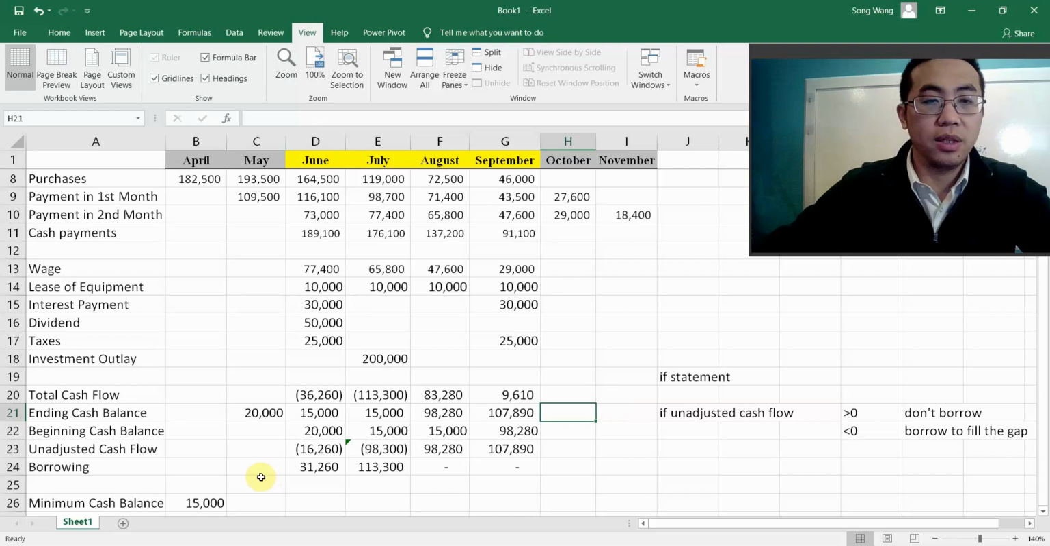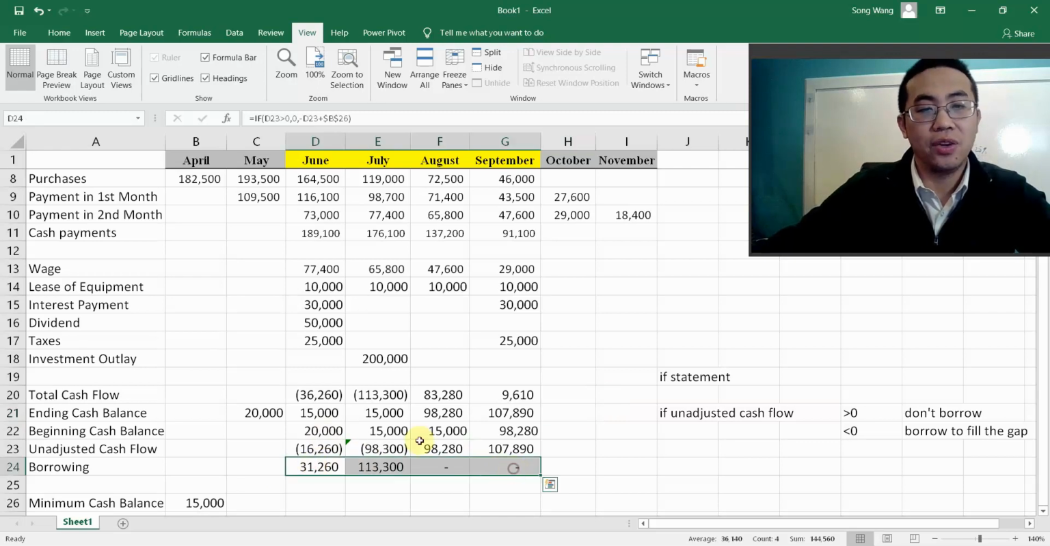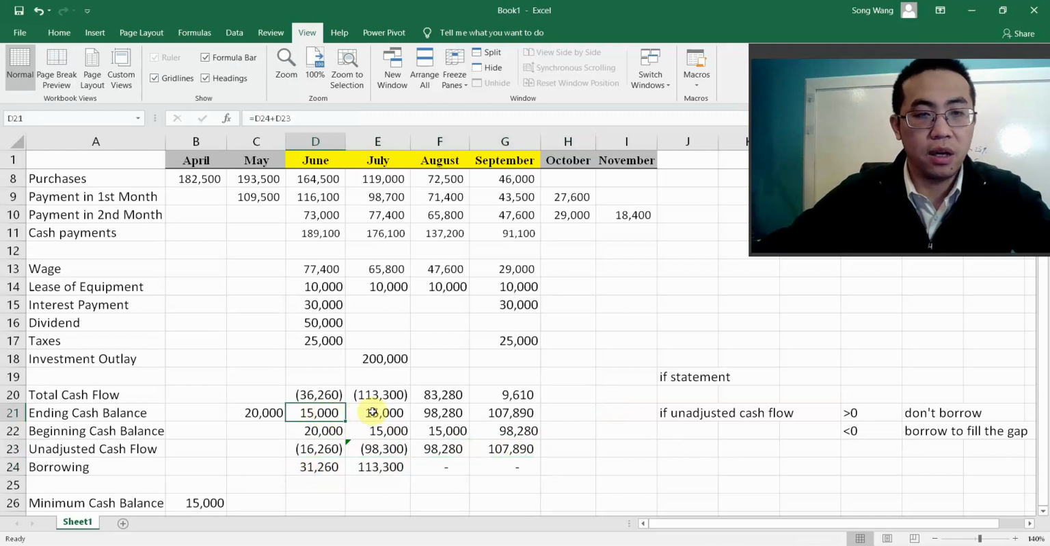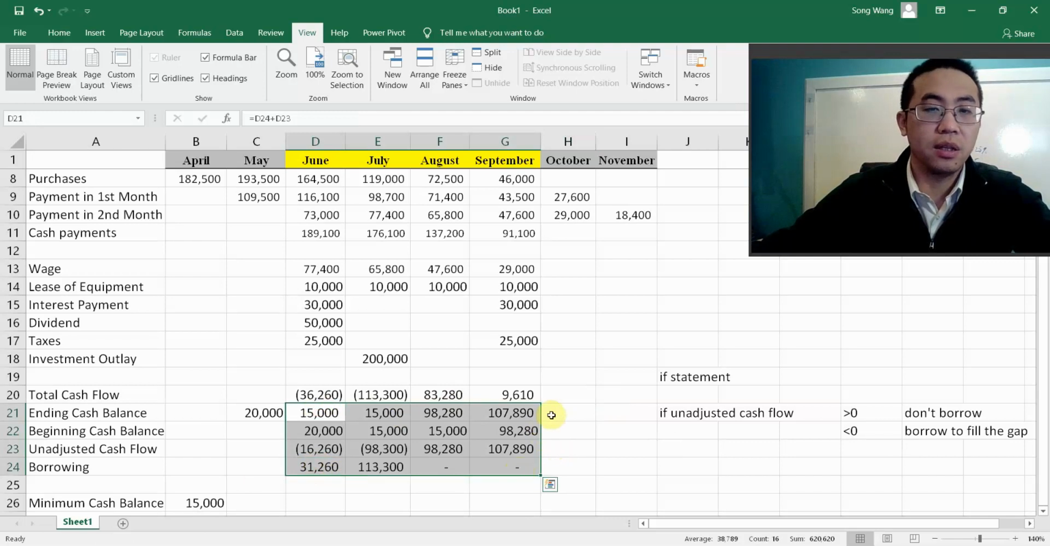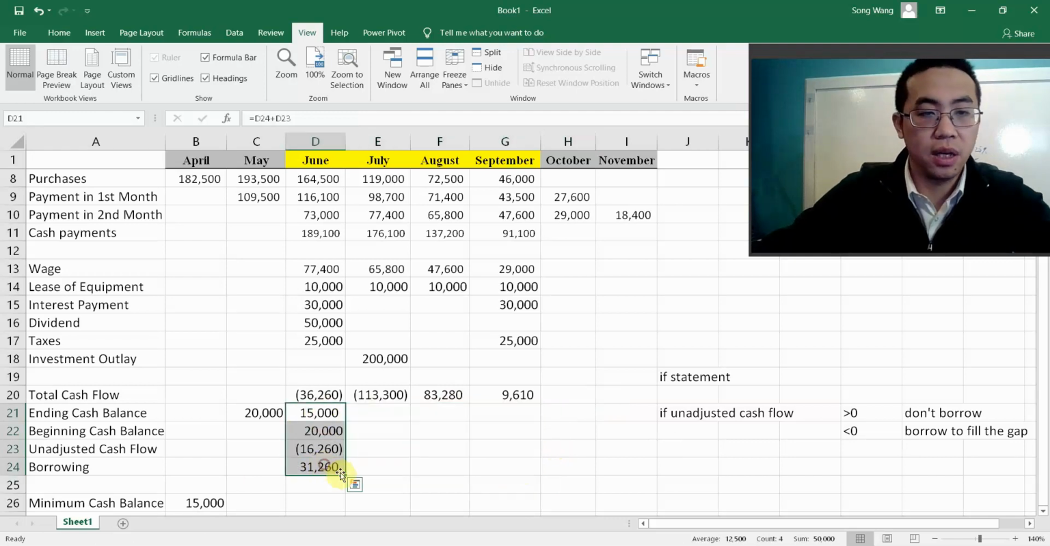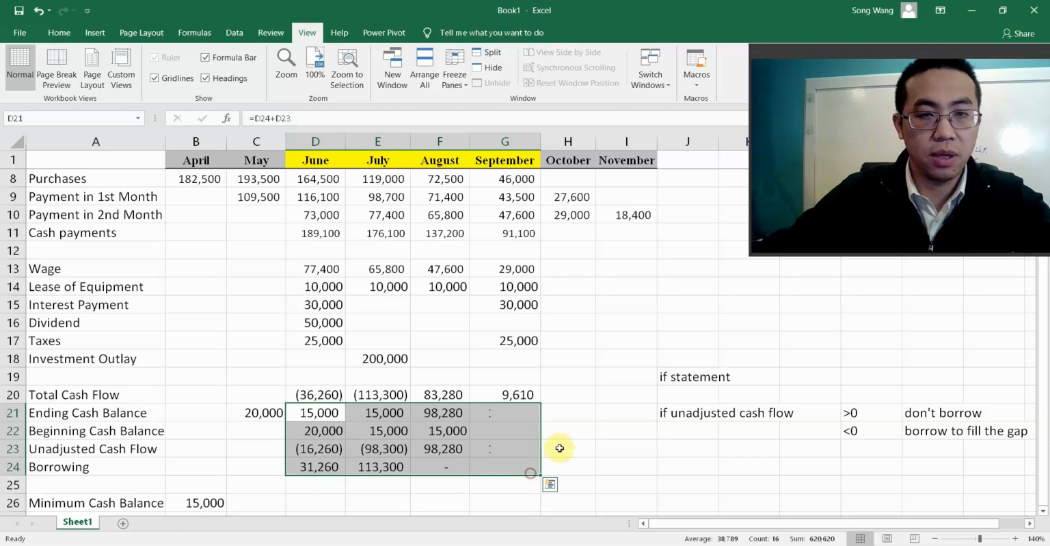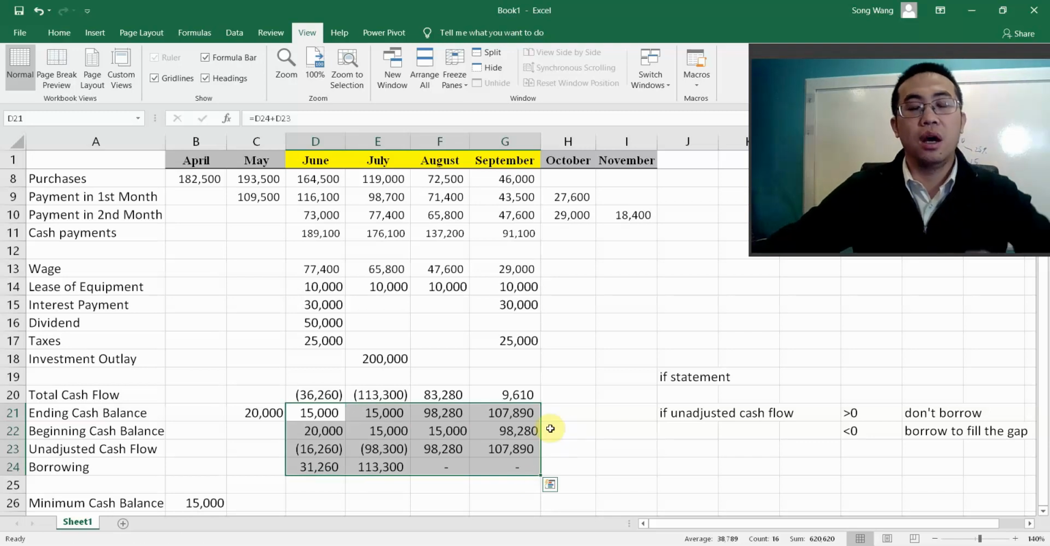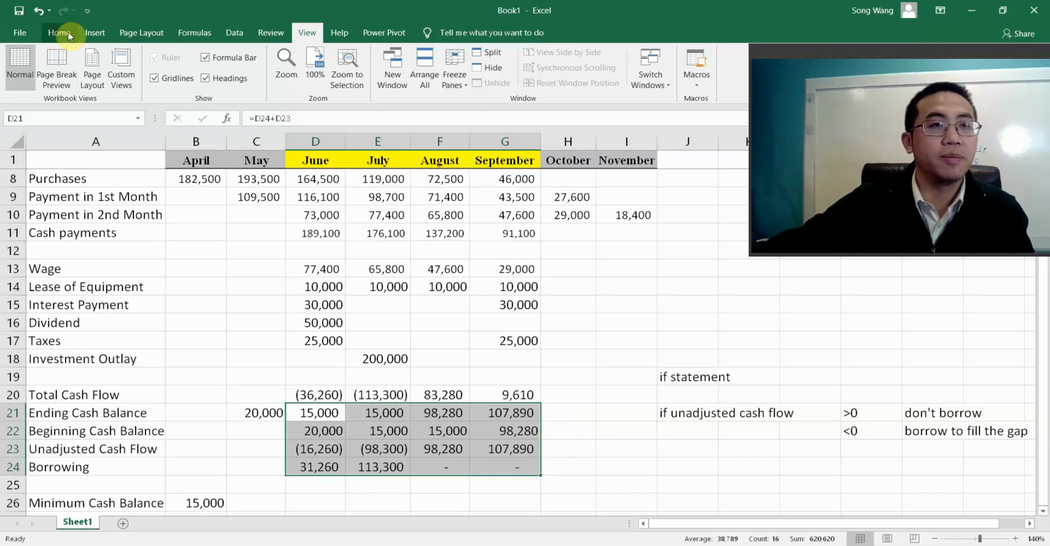As you can see, the point here is I use one formula to express this borrowing, and everything here is just a simple matter of dragging. If I just drag them all, all the formulas will be replicated. So if I delete them to show my point, I just drag it all the way to September, and then they look correct.